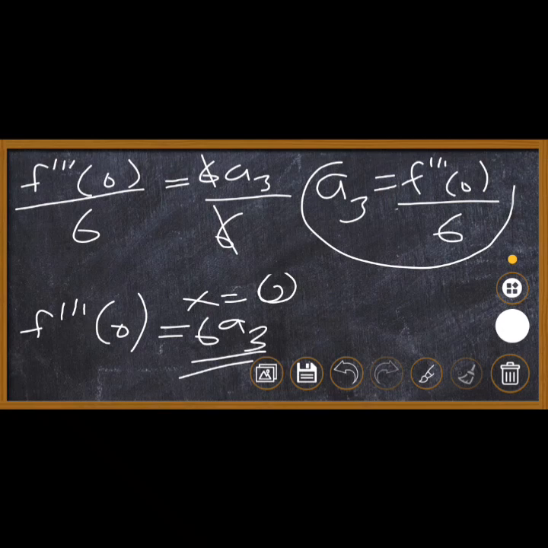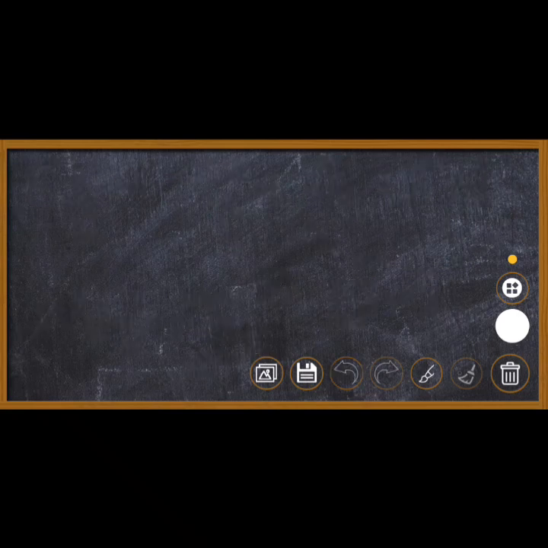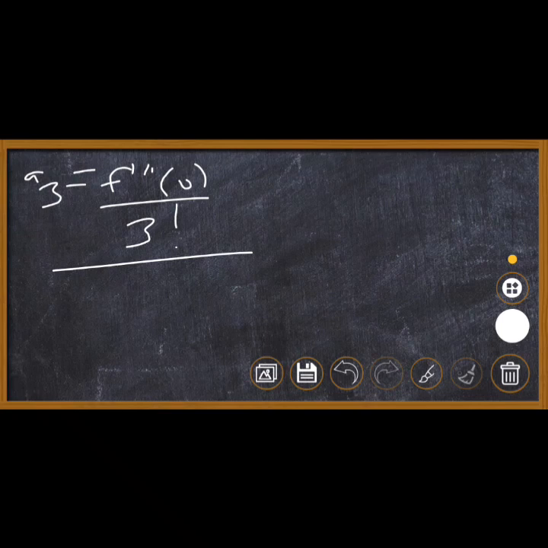Now where we have 6, of course this is the same as 3 factorial. When you find the value of 3 factorial in a calculator, it's going to give you 6. So instead of writing 6, of course we can as well write 3 factorial. That is just to shorten the process, but there is no harm if you just leave it like that. If you are not comfortable with this, it's just okay to leave it like that. So this is our a3.